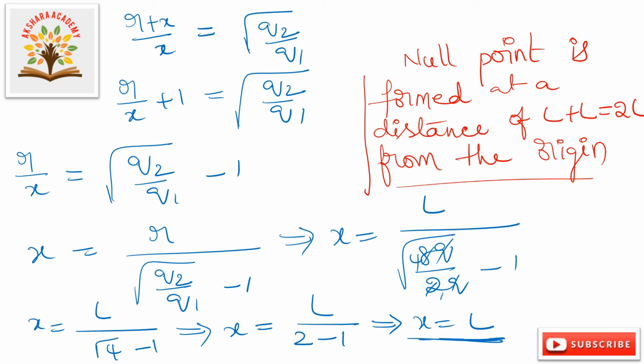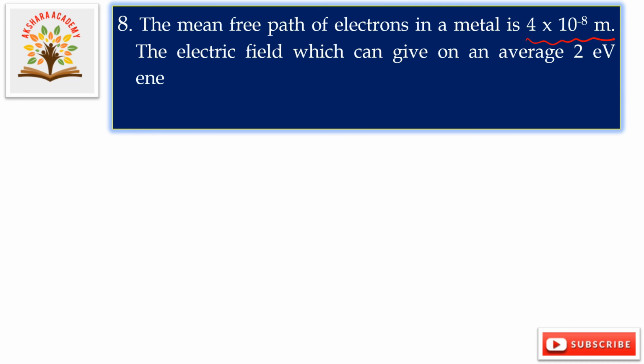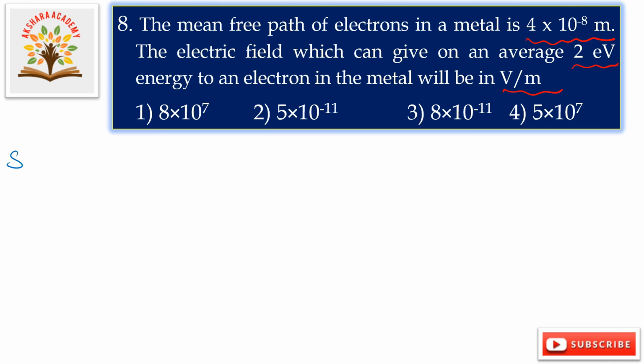Okay. Next we will go to the next question. The mean free path of electrons in a metal is 4 into 10 to the power of minus 8 meters. The electric field which can give on an average 2 electron volts energy to an electron in the metal will be volt per meter. Now let us go to the solution.